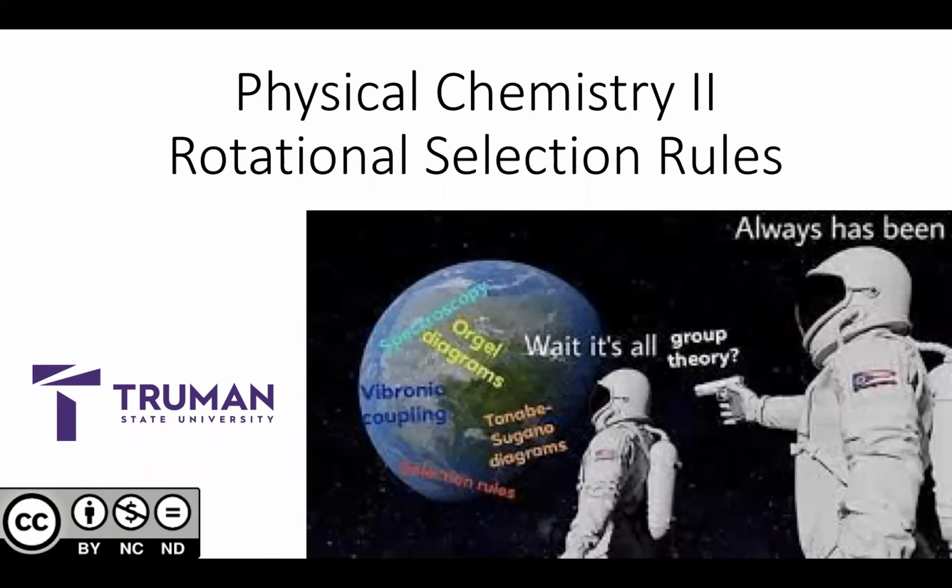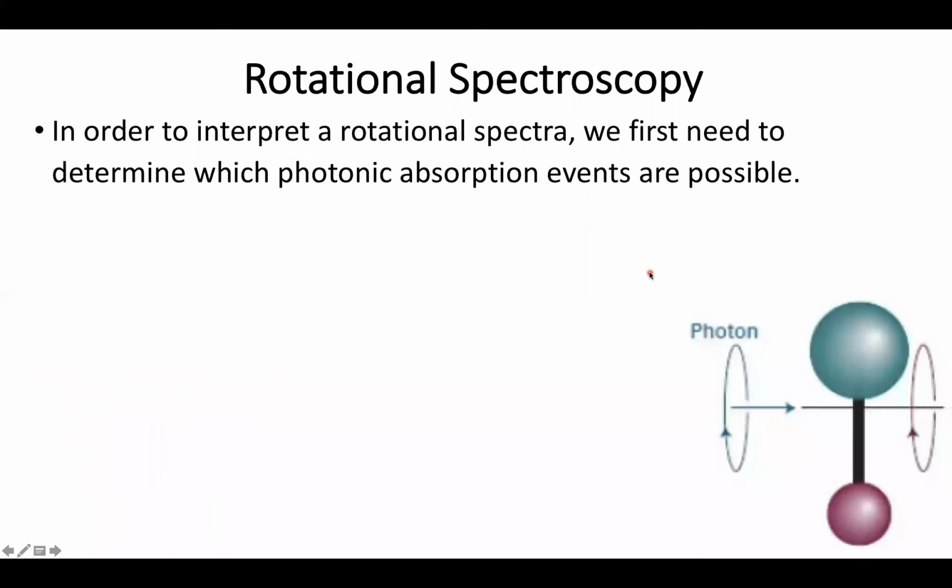So today we're going to be focusing in on rotational selection rules. A way to think about this is taking what we talked about last time with rotational energies and now overlaying it with a little bit of group theory. In order to actually interpret a rotational spectra, the first thing we need to figure out is which photon absorption events are actually going to be possible, because it turns out not every photon will be equally absorbed by a molecule.